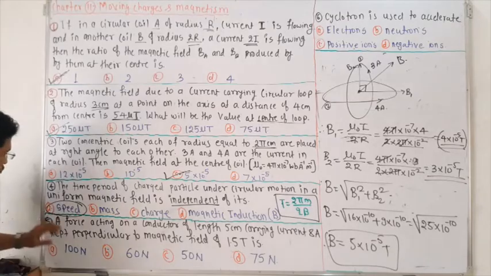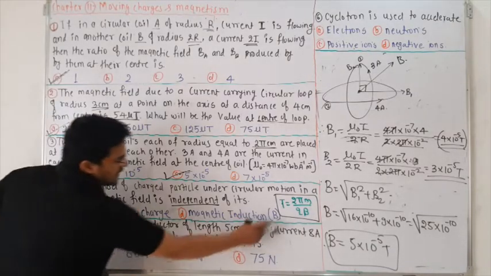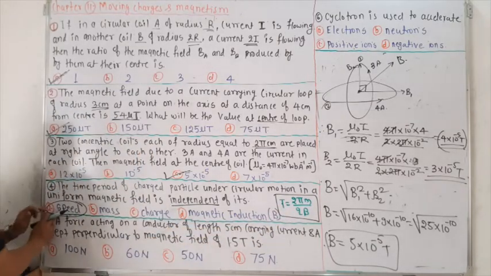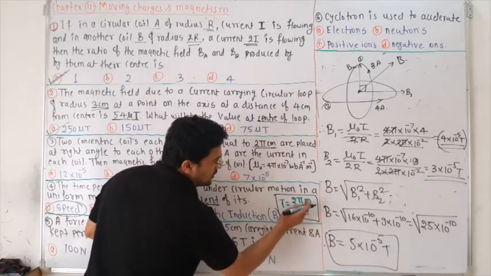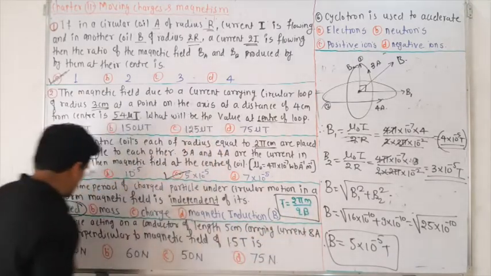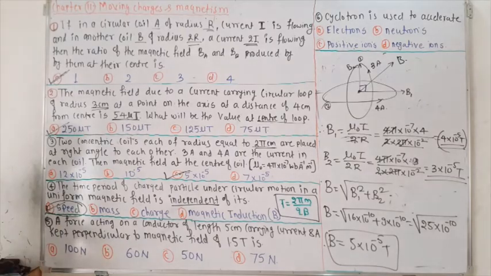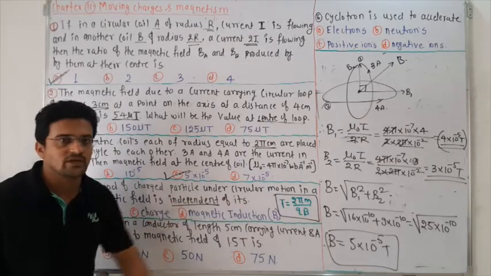Okay, so you can see here the time period does not depend on the speed, because this equation does not contain any speed or velocity term. Okay, so option A is correct. Sometimes such direct questions will be asked.